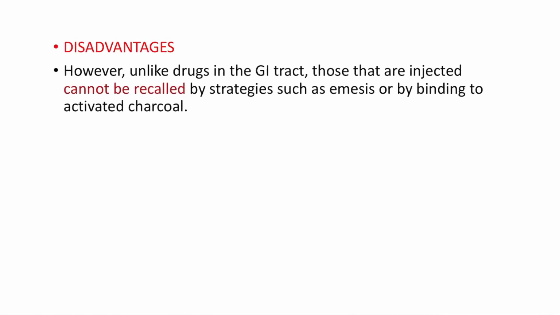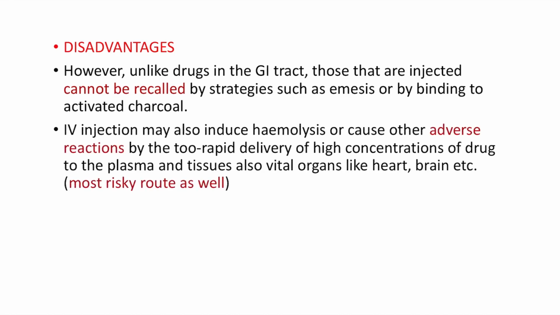What are the disadvantages? Unlike the GI tract, we need to inject the drug, so obviously the drug which goes into the circulation cannot be recalled by strategies such as emesis. For example, if we have introduced a larger quantity of drug through the oral route, we can give emetic agents or induce vomiting, so all the drug can come out. But here we are introducing the drug into the system, so once the drug goes into the system, it's very difficult to decrease the amount of drug, because it is directly exposed to the system. The only thing we can do now is give antidotes for that particular drug.